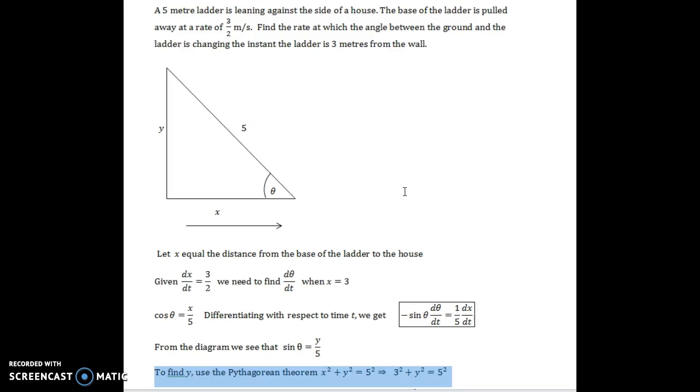This is a related rate problem involving how we find how an angle is changing. It's similar to one on the assignment, and this is a fairly standard problem. Actually, this is from an old exam, and it is a worked out example.